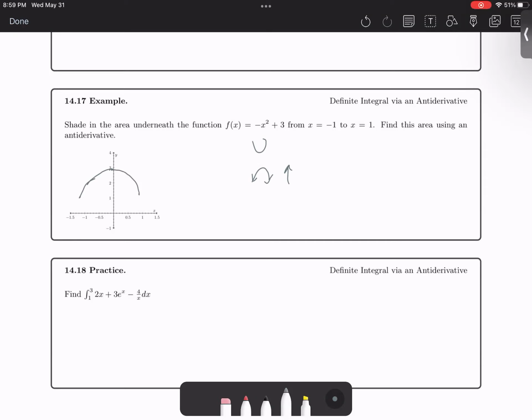I don't know when it's equal to 0. If I take minus x squared plus 3 and set it equal to 0, minus x squared is equal to minus 3, x squared is equal to 3, x is equal to plus or minus square root 3. Let me find a decimal approximation to that. That's about 1.73. So I need to spread out just a little bit.